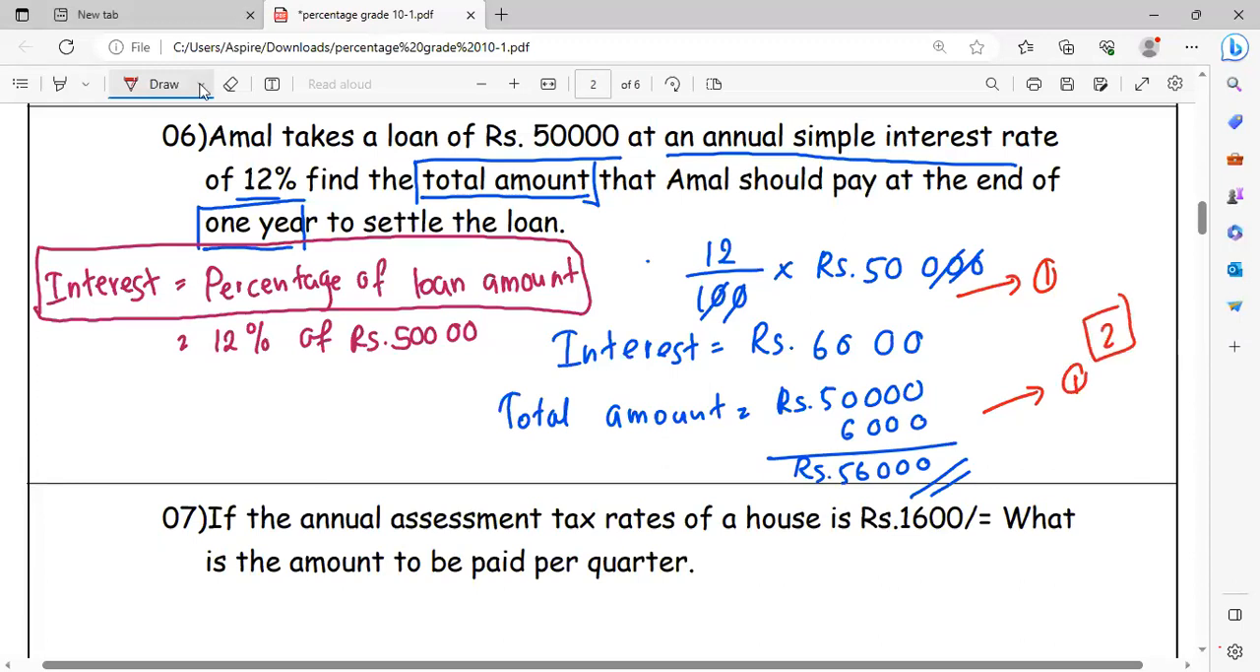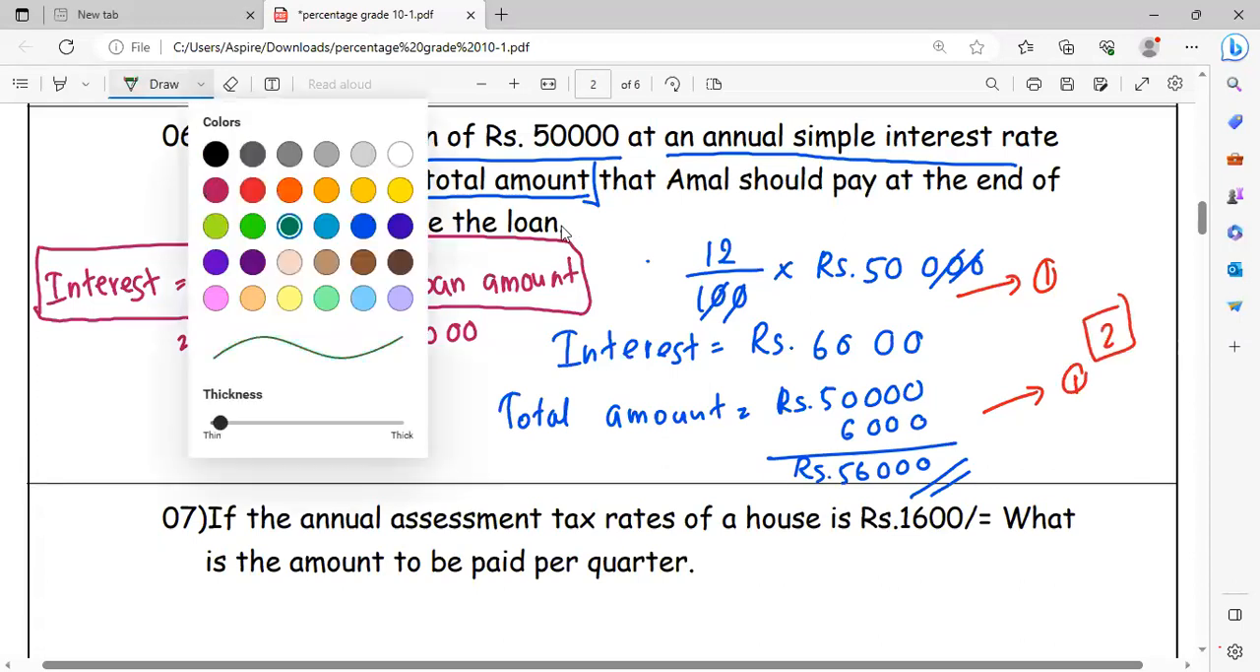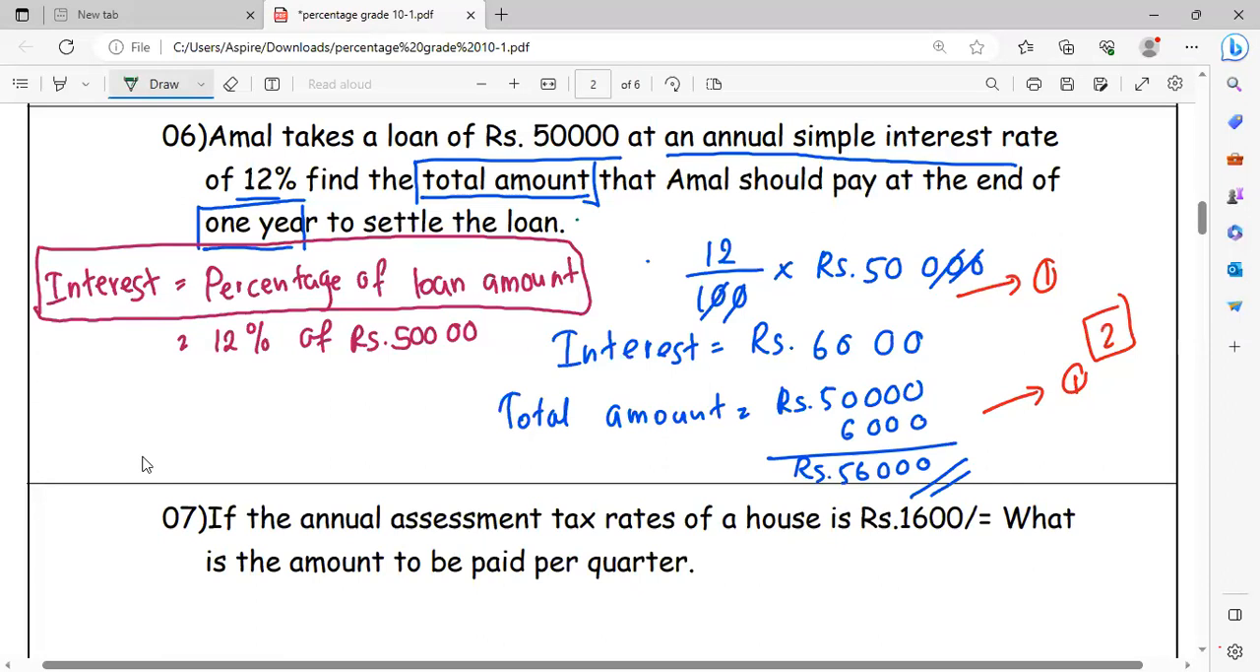Okay. The other method is, if the loan that is borrowed is 100 rupees, 112 should be paid at the end of the year as the total amount. That means to settle the loan, they have to pay 112. If it is 50,000, then how much do we have to pay? Then 0 to 0 cancel, 0 to 0 cancel, multiply.